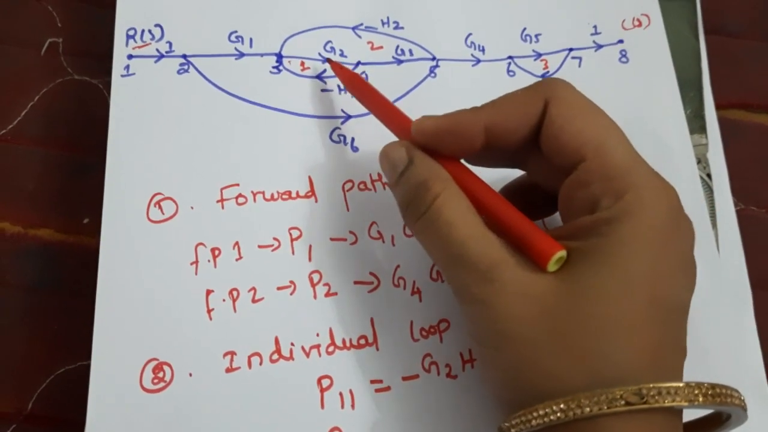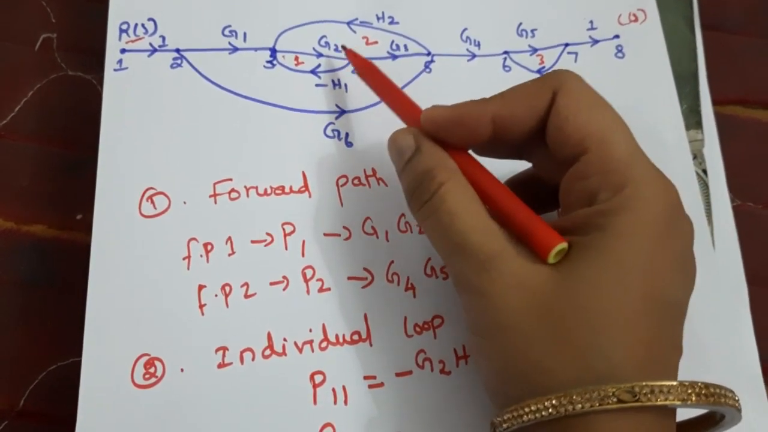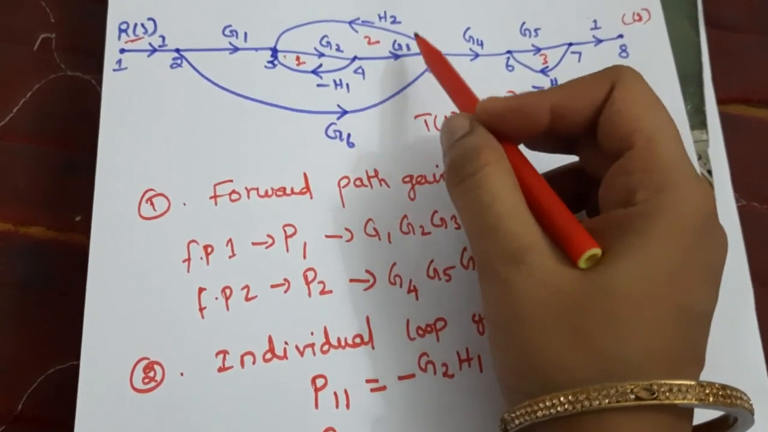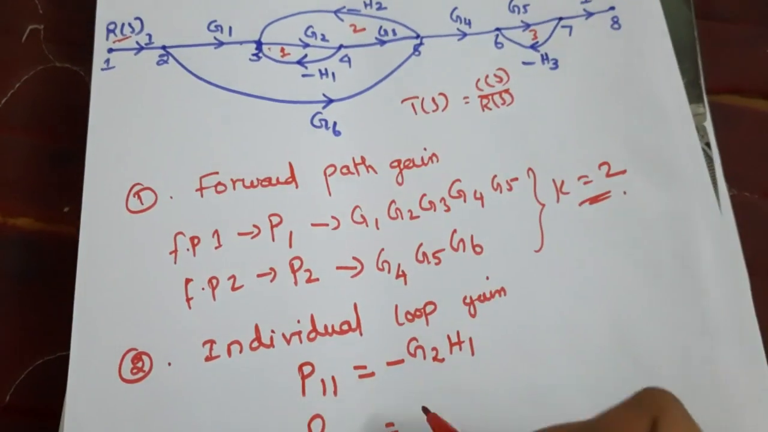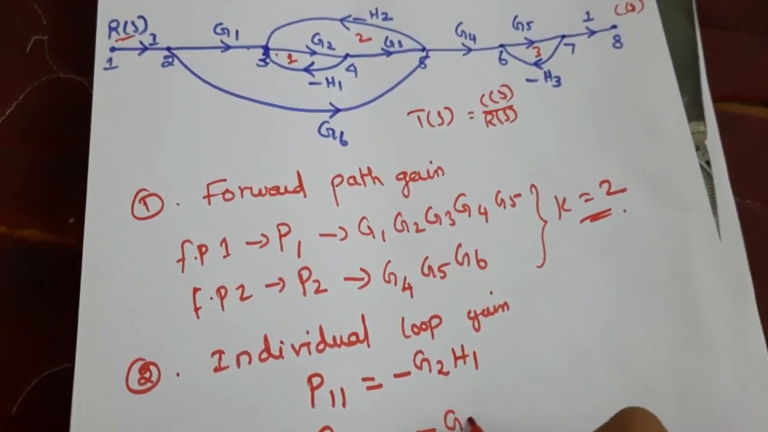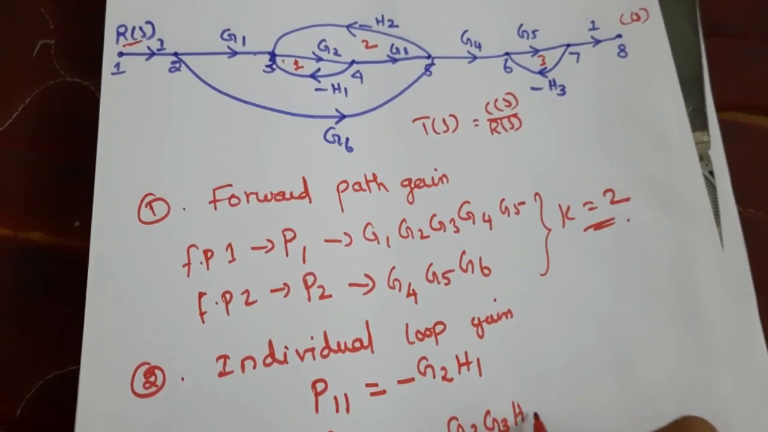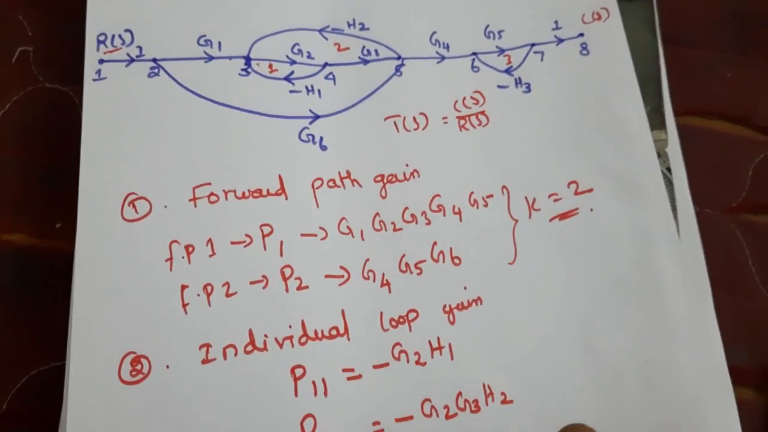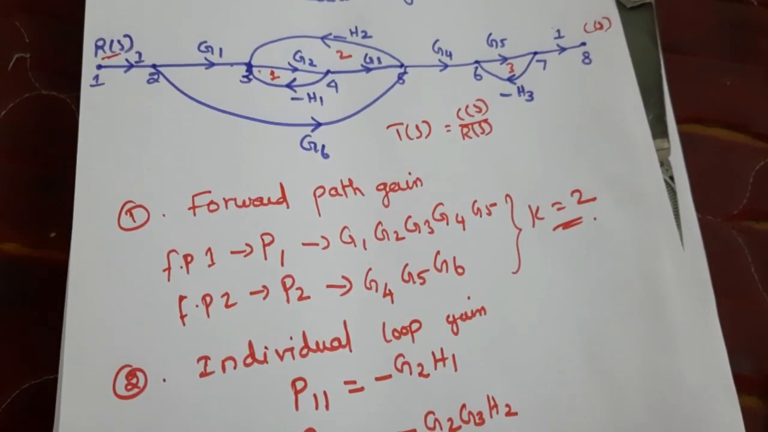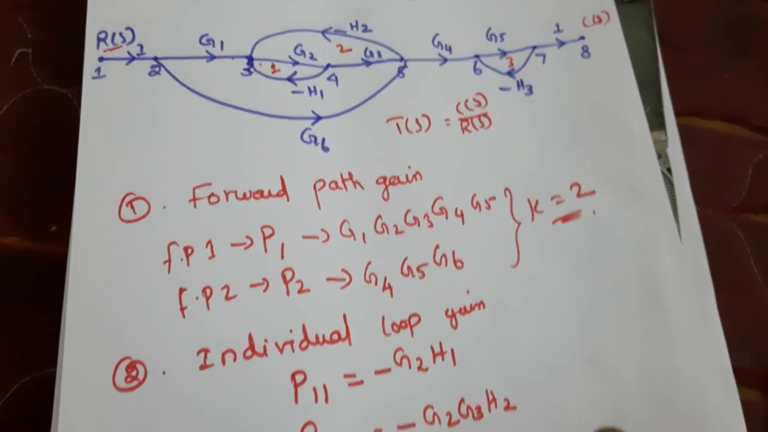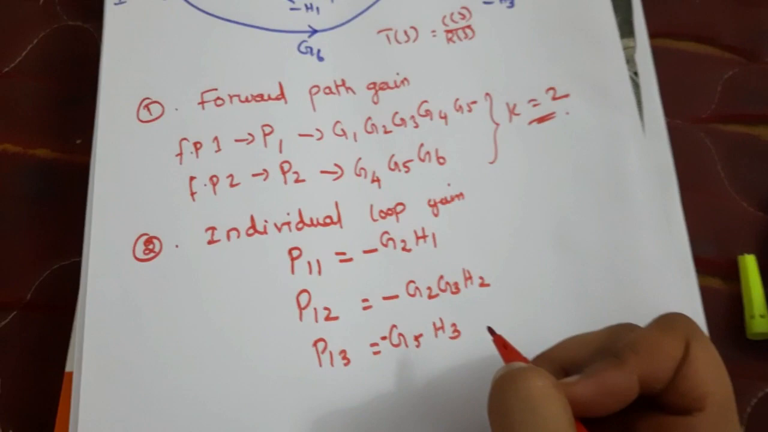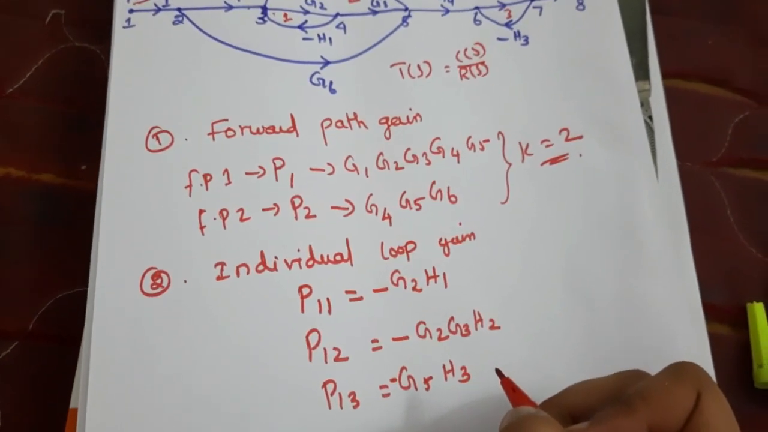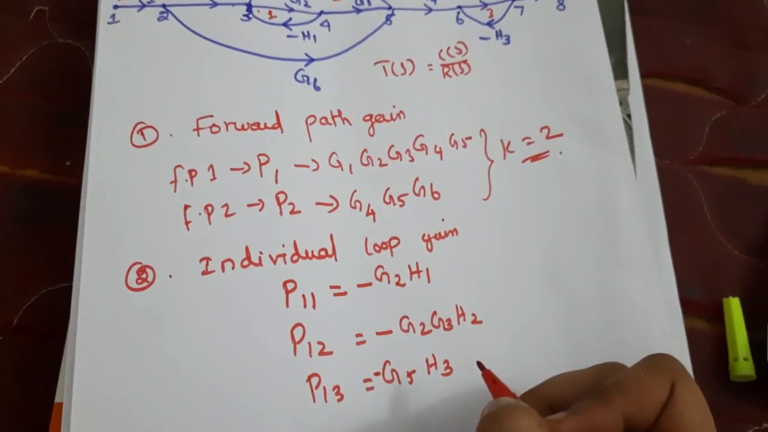The second loop gain is G2 G3 with minus H2, so minus G2 G3 H2, and the third loop is G5 with minus H3, so minus G5 H3. So these are the individual loop gains.